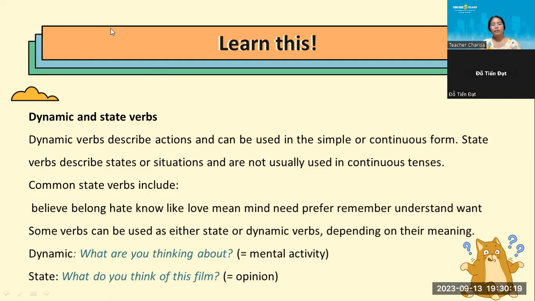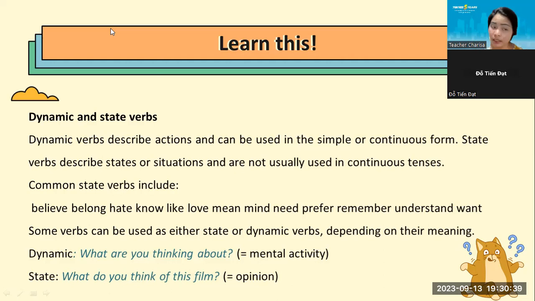Dynamic: what are you thinking about? That is mental activity. State: what do you think of this film? That is an opinion. Okay, do you understand this? The dynamic and the state verbs. Have you understood this?